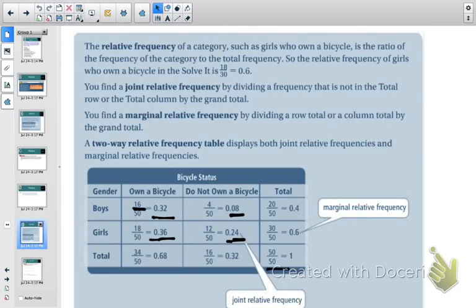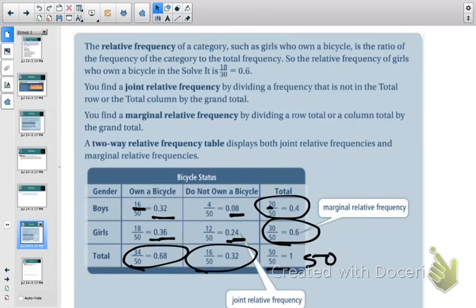And then your marginal relative frequency will be dividing the total by the grand total. So this is a marginal relative frequency, 20 divided by 50. Again, your 50 was your grand total. 30 divided by 50 gives you 0.6. This one is also marginal, and that one's marginal.